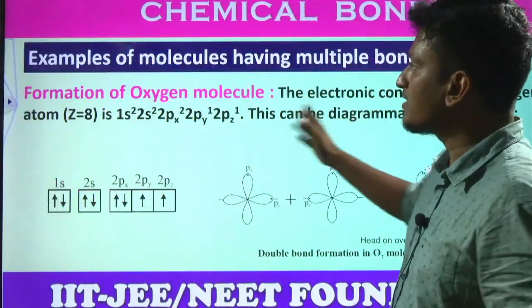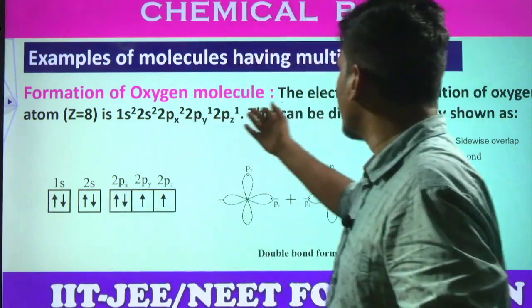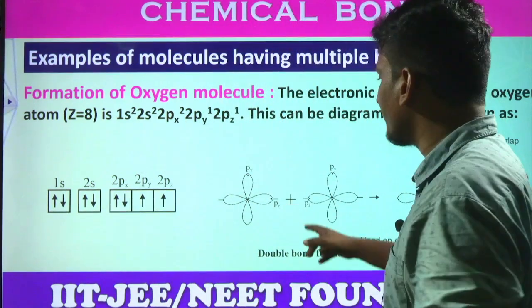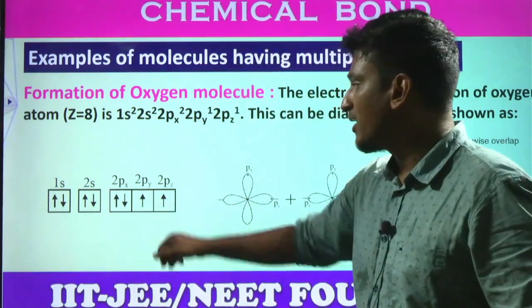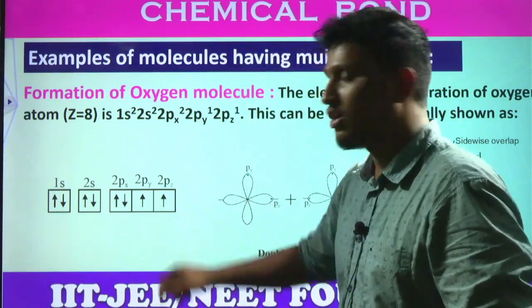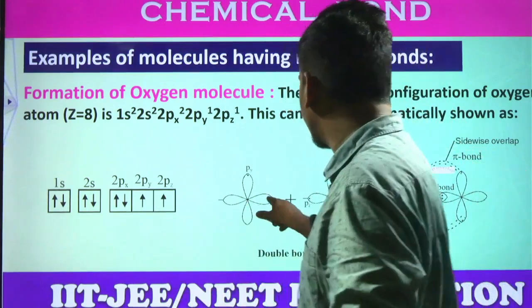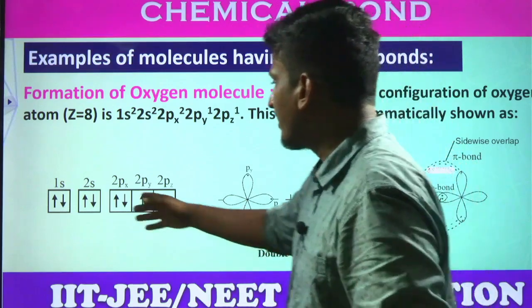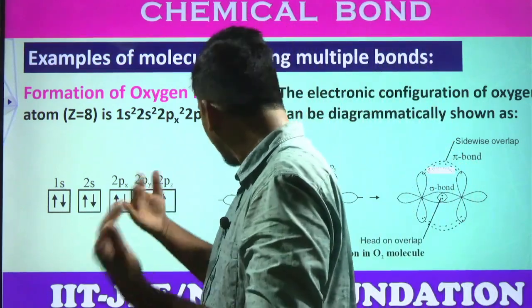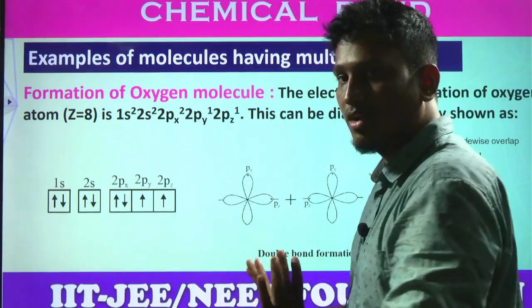Look at the examples of molecules having multiple bonds, and this is the oxygen molecule. Students, see, the oxygen configuration is 1s2, 2s2, 2p4. Now, how many half-filled orbitals are there? 2 half-filled orbitals are there in the p subshell. So this is one, this is one. When these two atoms come closer, which orbitals will meet first? Here it is represented as px, py, pz for our understanding. Ultimately all are p orbitals only.